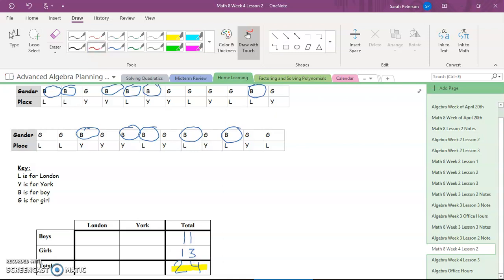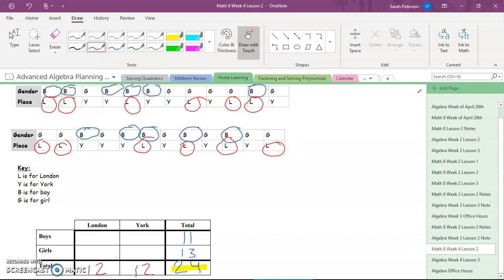And I'm going to do the same for London and York. So I'll start with London. I'm going to count how many L's there are. 1, 2, 3, 4, 5, 6, 7, 8, 9, 10, 11, 12. So 12 people went to London. So then if 12 people went to London, to get 24 total, 12 people must have went to York. So that's how I kind of did it for them.